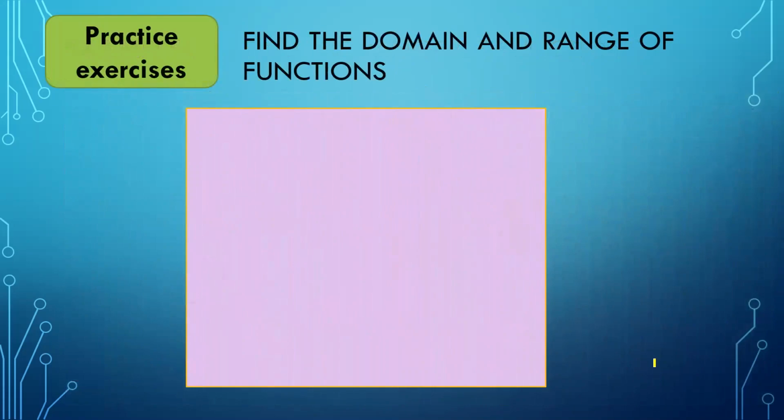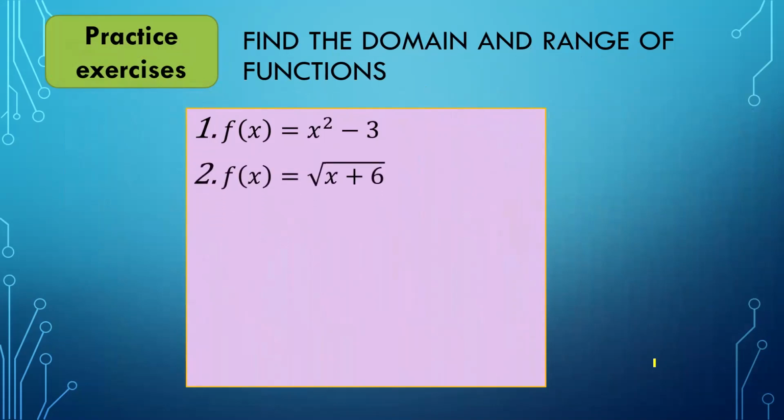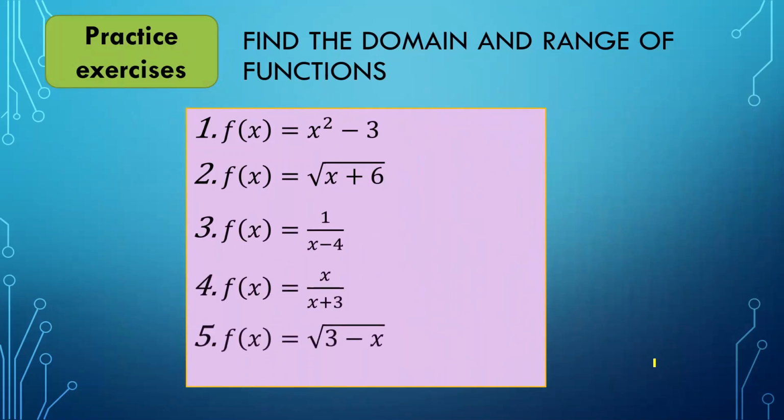So for your exercise, try to do the following. Number 1, f of x is equal to x squared minus 3. You need to find the domain and the range of the function. Number 2, f of x is equal to the square root of x plus 6. Number 3, f of x is equal to 1 over x minus 4. Number 4, f of x is equal to x all over x plus 3. And number 5, f of x is equal to the square root of 3 minus x.